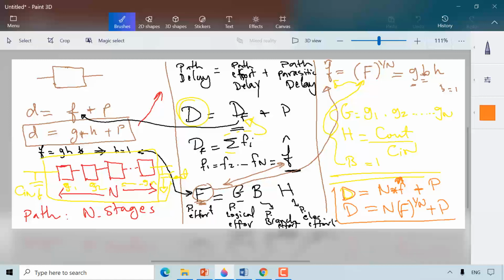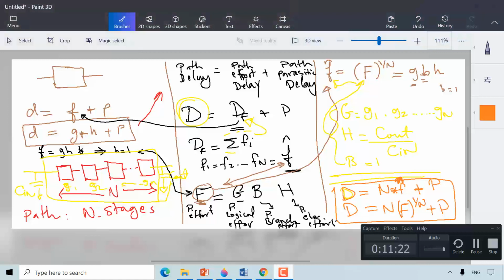I'm laying out the equations without any proof. If you want the proof, you can consult your textbook. But we will use these equations to compute the optimum delay and sizes for a path. Let's take an exercise which will illustrate all these numbers and make it very clear.